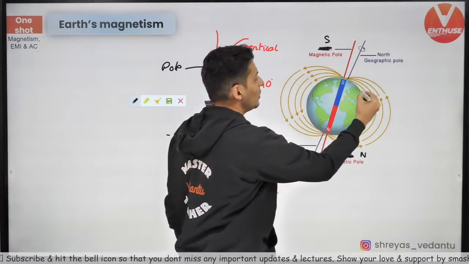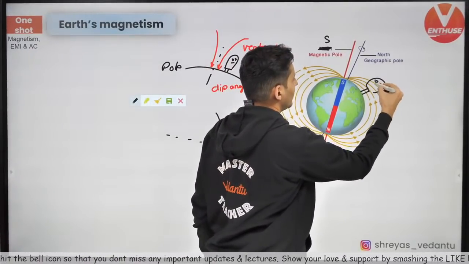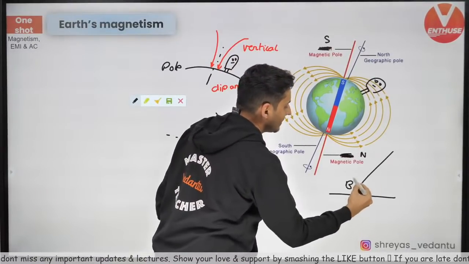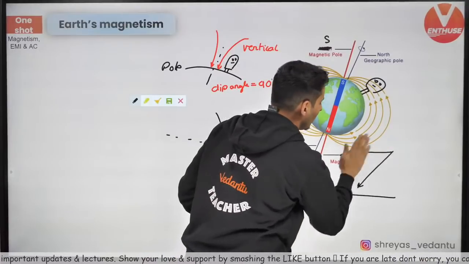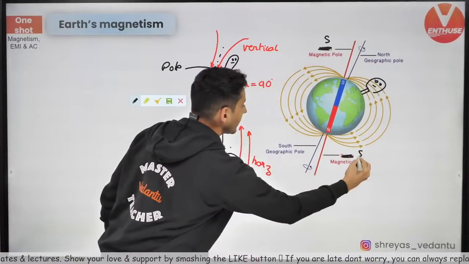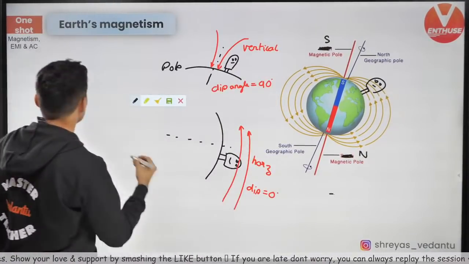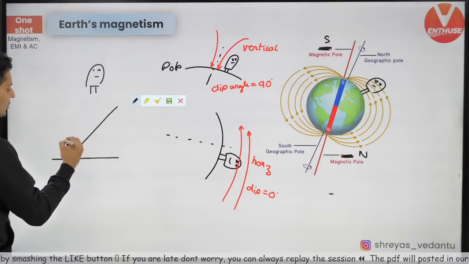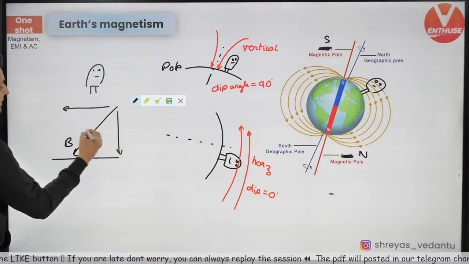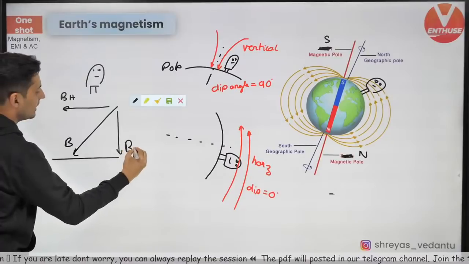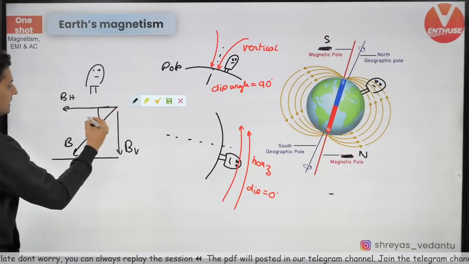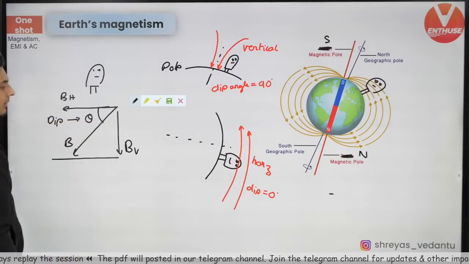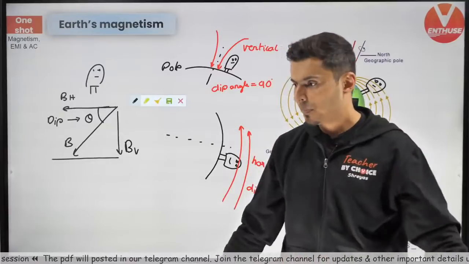Let's say the Pandu was somewhere over here. Then for that Pandu, the magnetic field line will be like this. Let me just draw another diagram. Sorry, this was north, I believe. So imagine for this Pandu the field line will be like this. That field will have two components, the horizontal component and the vertical component. The angle which it makes with the horizontal is called the dip angle. So this is basically the dip angle.